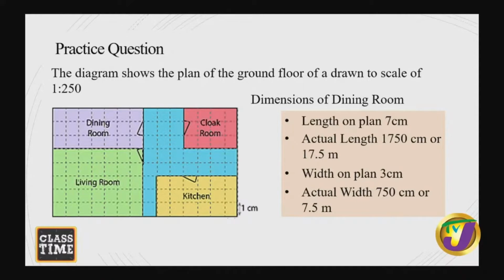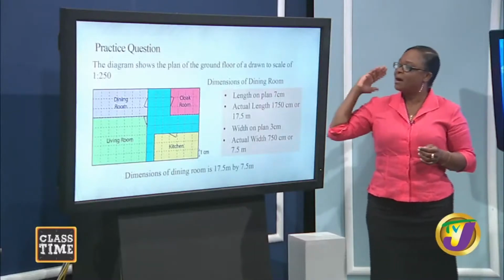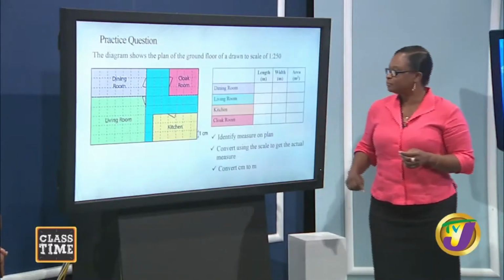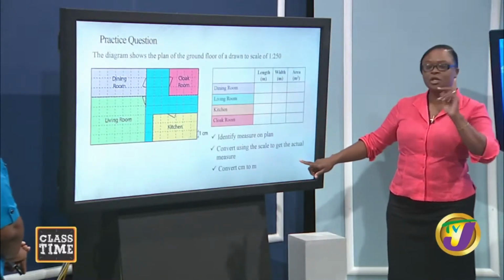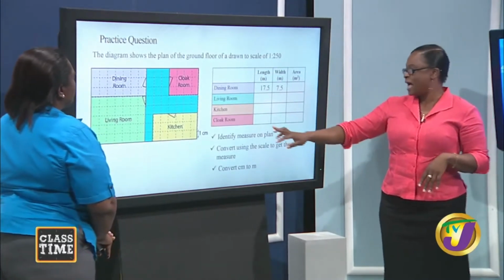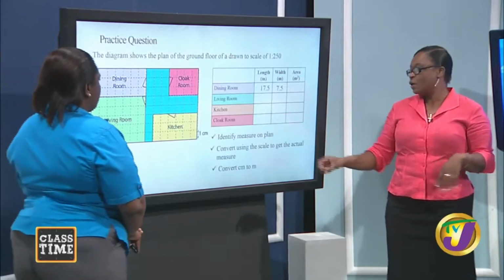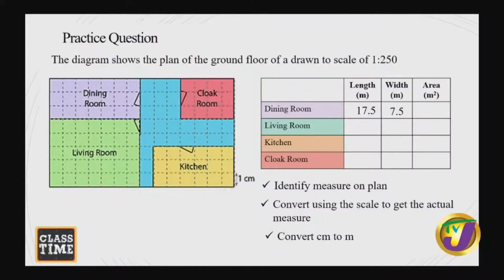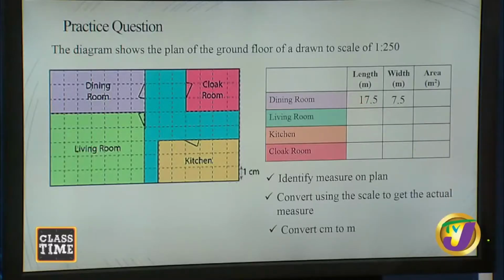Good. So we have that worked out. We have that information, so we are ready now to complete our table. So to complete the table, using the strategy that we just had, we identified the measure on the plan. We converted using the scale to get the actual distance, and then we converted centimeters to meters. And of course, this is the measure that we got for the dining room.